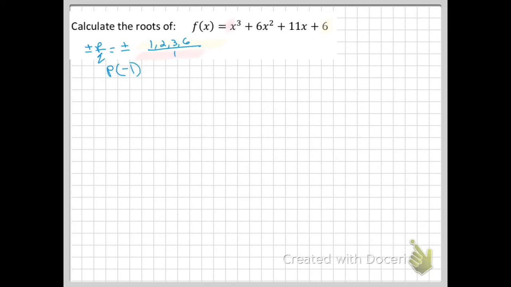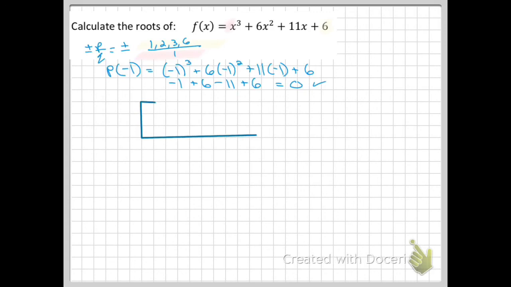Negative 1 works. So you can plug it in to see that it works. You would have been plugging everything in until you found one that works. Clearly equals 0. So once you know you have one that works, you're going to do long division with the factor. Remember, we just found a root, which is great. Now you know one of your answers.